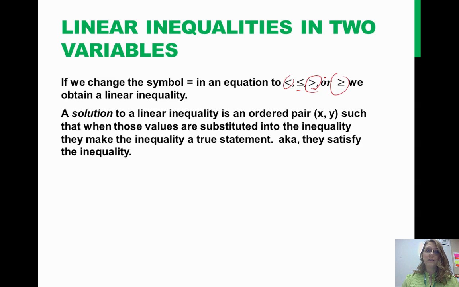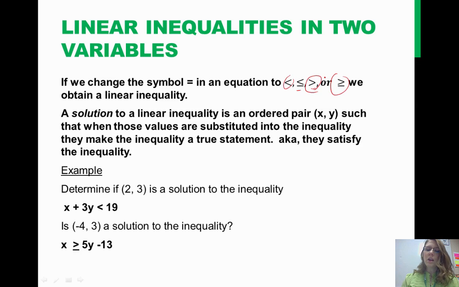So let's look at a solution and see. Determine if 2, 3 is a solution of an inequality. Just like when we had equations, to test if a point was a solution, we just substituted in. So this is our x value, this is our y value. On this one, it'll be 2 plus 3 times 3 less than 19. If I multiply this out, I'll have 2 plus 9, and that ends up being 11. 11 is less than 19, so this is a solution.